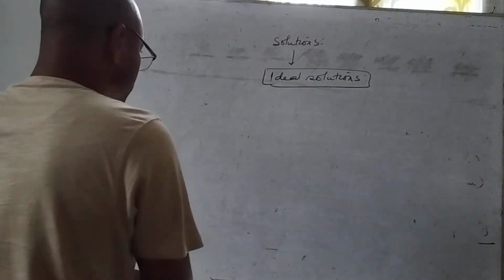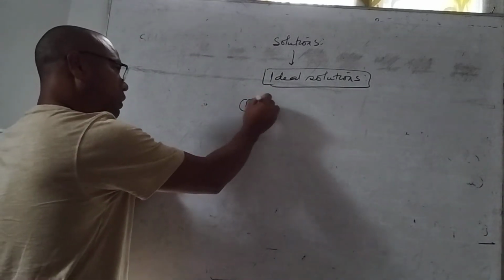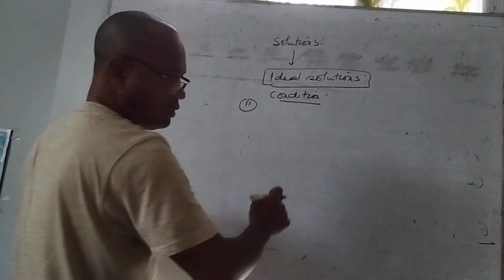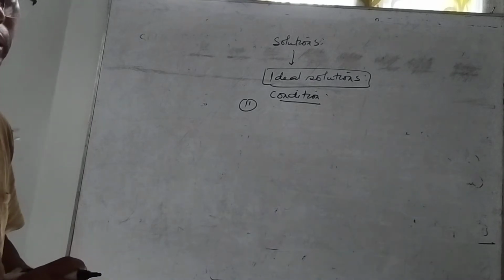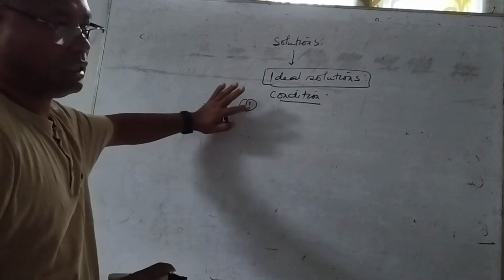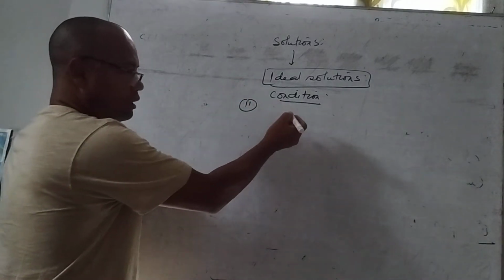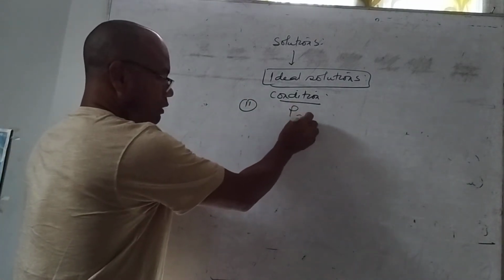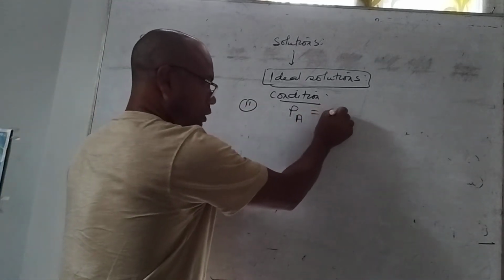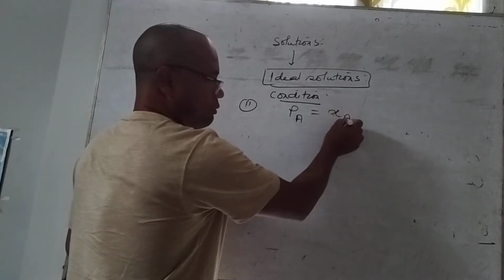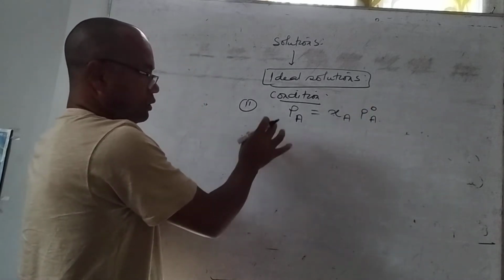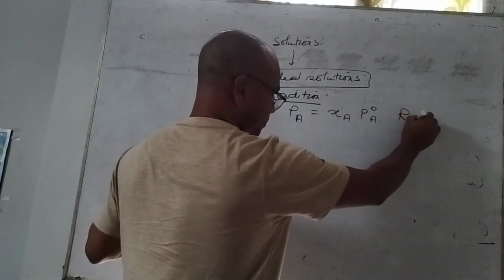Then the number 2 condition. I write the condition here. What was the first condition? Intermolecular interaction. Number 2 condition is, right, when we follow Raoult's law. What is Raoult's law? As I said, the vapor pressure of the component A in the solution is the product of the mole fraction of the component A and the vapor pressure of the component A in the pure state. So this is Raoult's law.